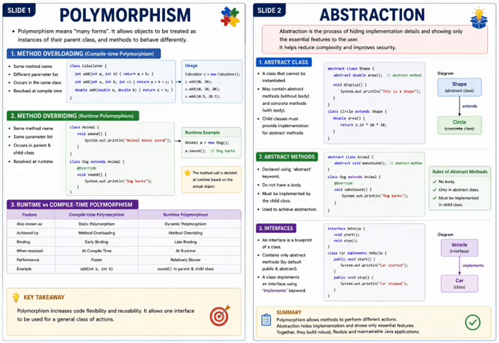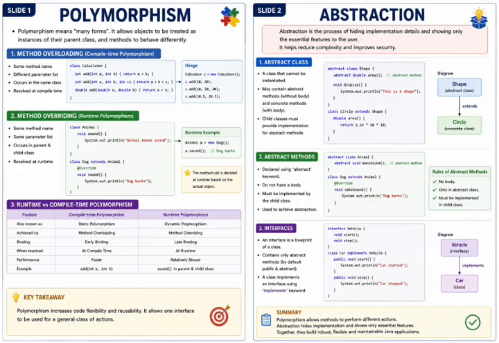Now let's understand abstract methods. An abstract method is a method that has a declaration but no implementation. It contains only the method signature and ends with a semicolon. Any class inheriting from the abstract class must provide an implementation for all abstract methods. This ensures that child classes define their own specific behavior.